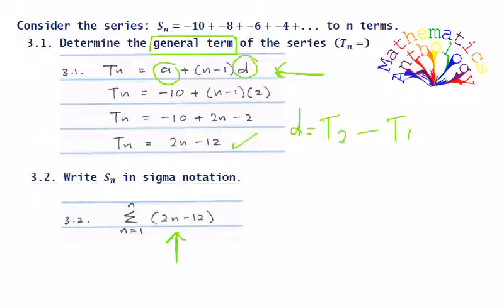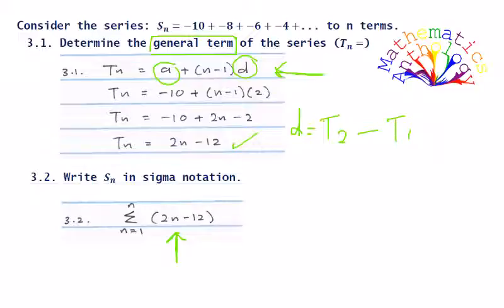If we look at it, we'll see that we do have a constant difference here. The constant difference is worked out by saying T2 minus T1. So that will be -8 minus -10, which will give me 2. And if you work out the next one, T3 minus T2, -6 minus -8 will also give me +2, which means that my constant difference is 2.